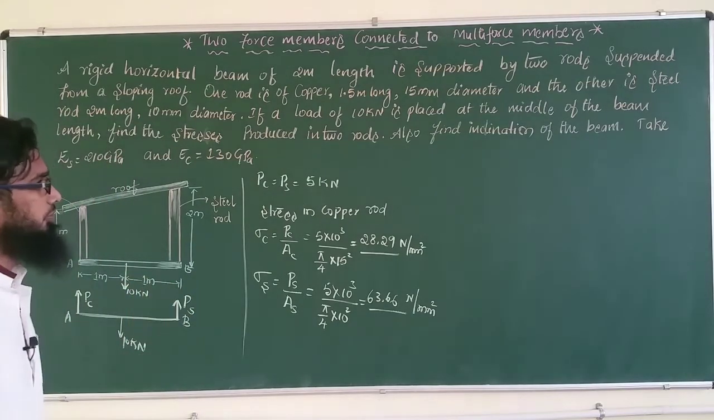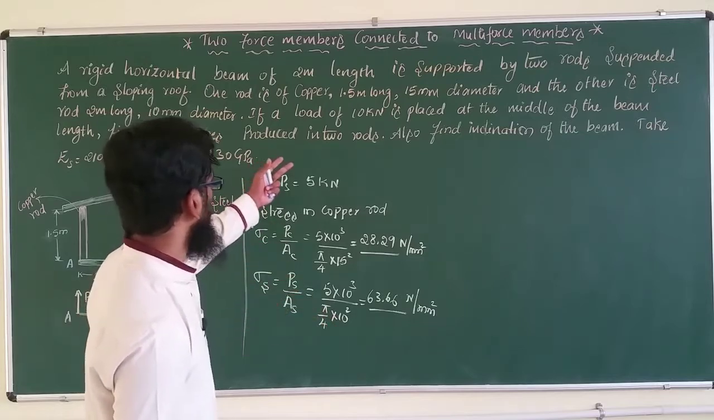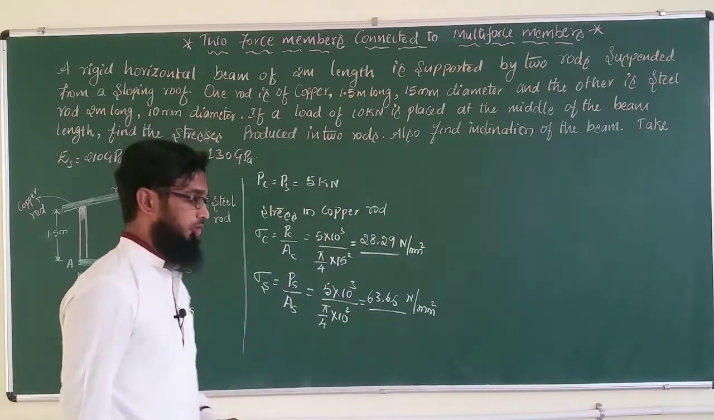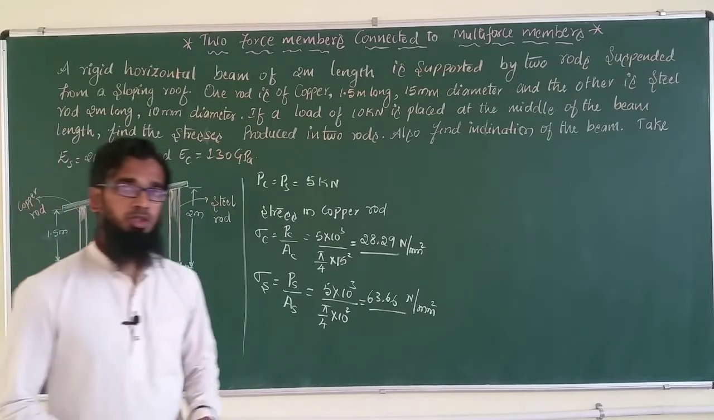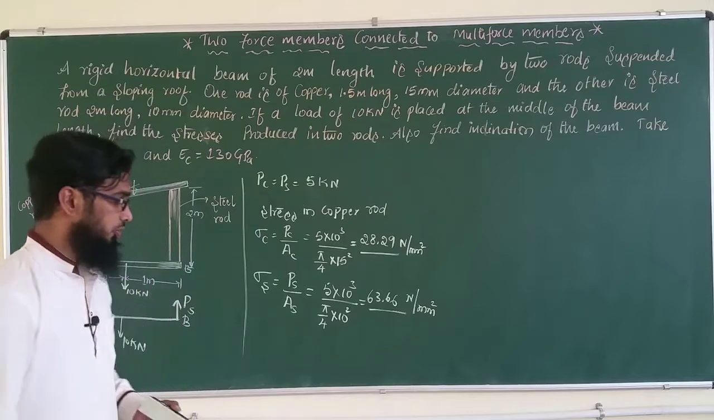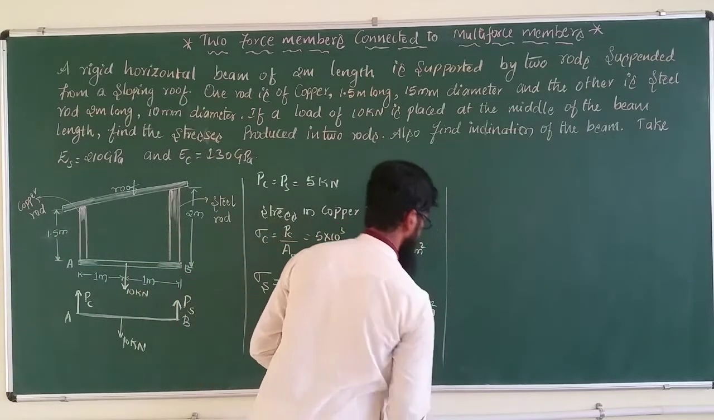So what else do we have to find out? If these are the stresses here, that part is over. Now also find the inclination of the beam. Inclination of the beam means what? I need to calculate the change in length in both the sections. So to calculate the change in length, I'll calculate somewhere here.